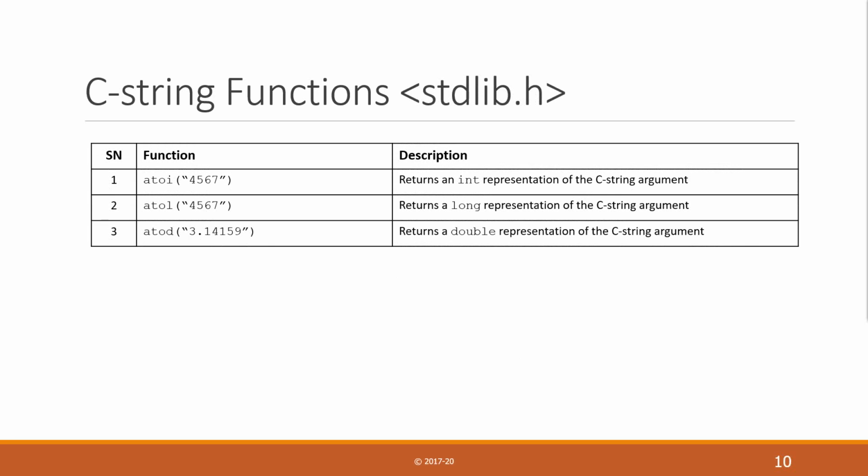The following C-string functions under stdlib.h convert a C-string representation of a number to a numeric data type. The argument must be a C-string or can be a converted string. 1. atoi function returns an integer representation of the C-string argument. 2. atol function returns a long representation of the C-string argument. 3. atof function returns a double representation of the C-string argument.